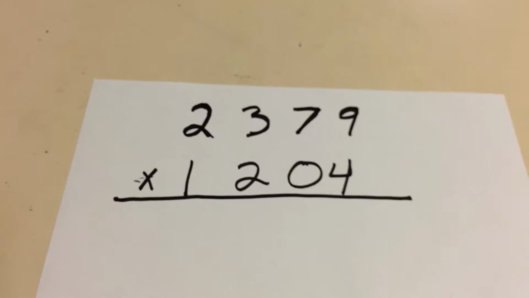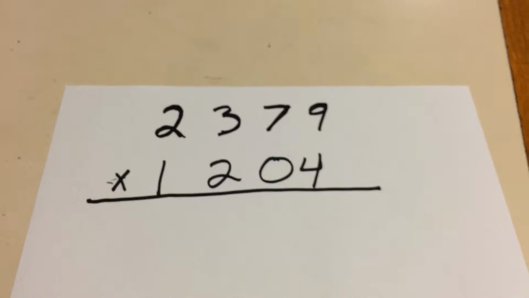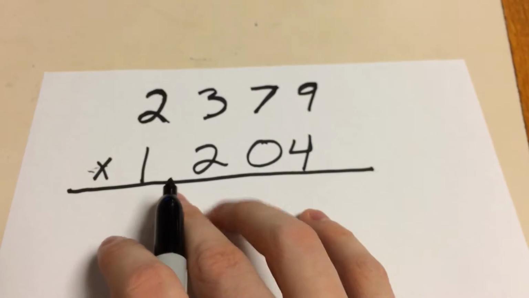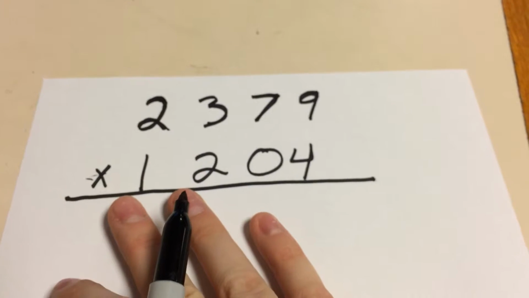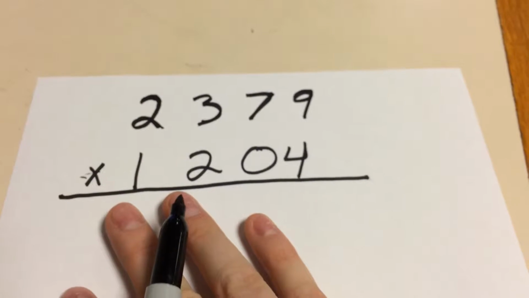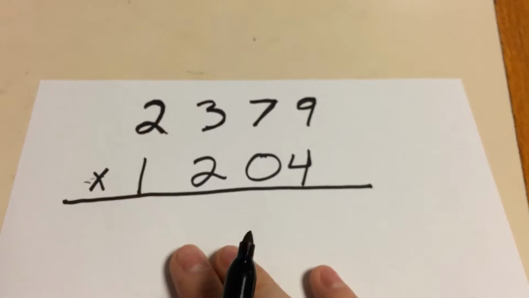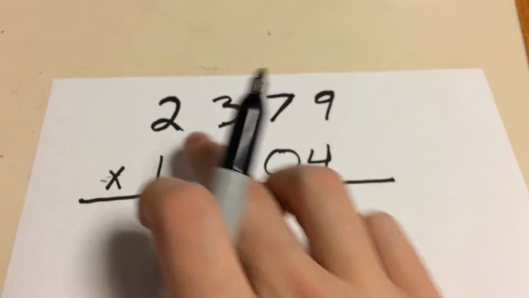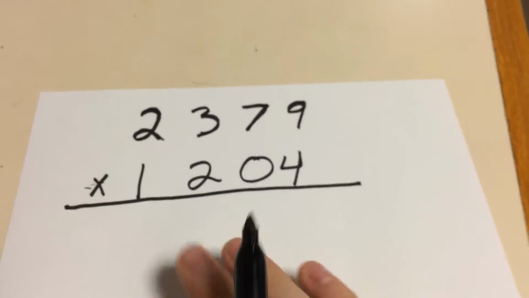Today we will be doing a multiplication problem through the standard multiplication algorithm. Our problem will be 2,379 times 1,204. Now, what you essentially are doing when you are multiplying is you have so many sets of a certain number. In this case, we have 1,204 sets of 2,379.